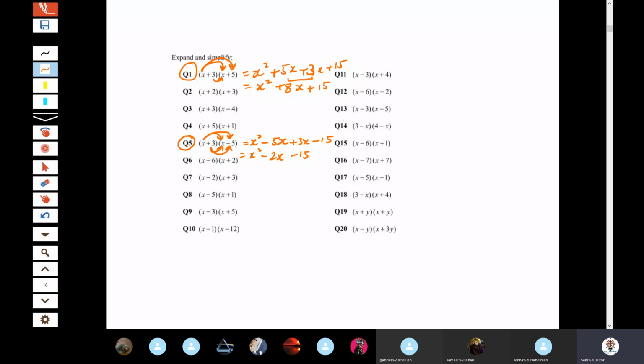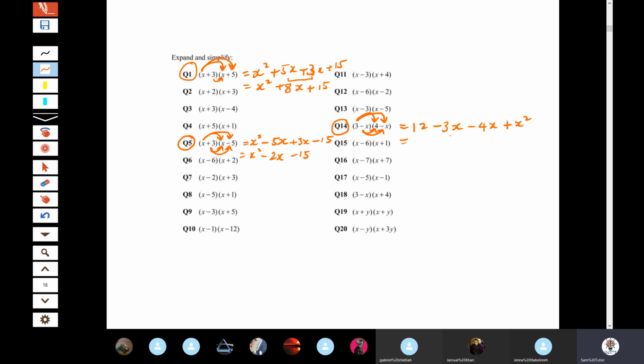Let's try question 14. Jenna, let's try question 14. 3 times 4? 12. 3 times negative x? Negative 3x. Negative x times 4? Negative 4x. And then last one, negative x times negative x? Negative, oh, no, x squared, positive x squared. And then again, look at this.